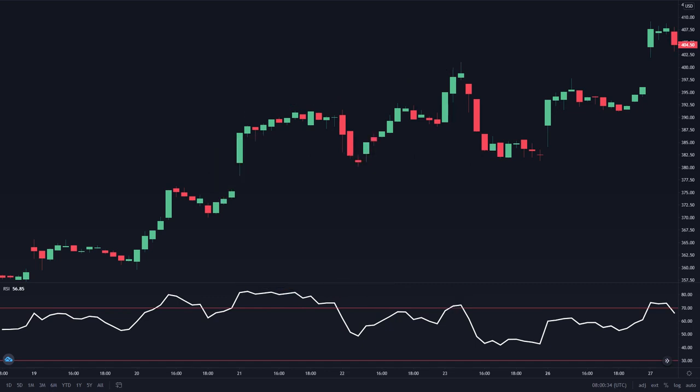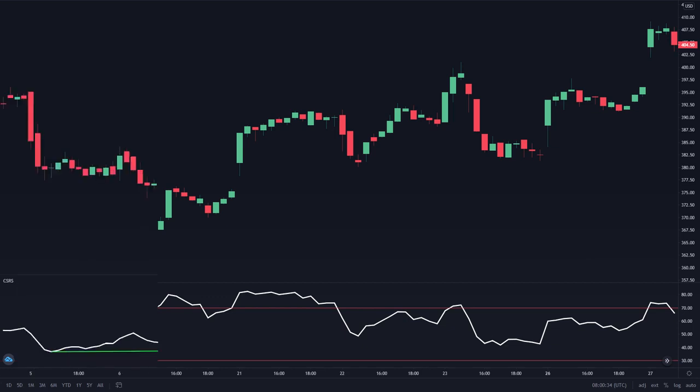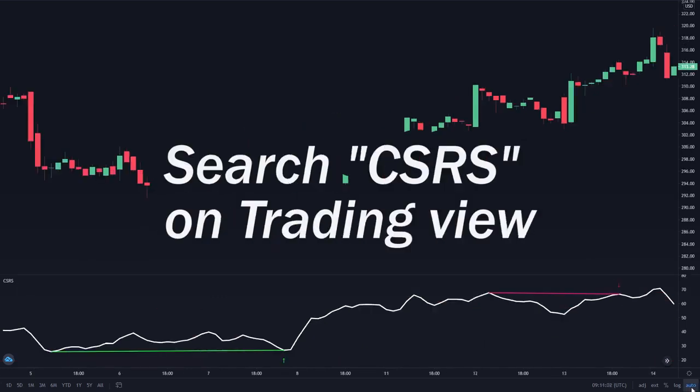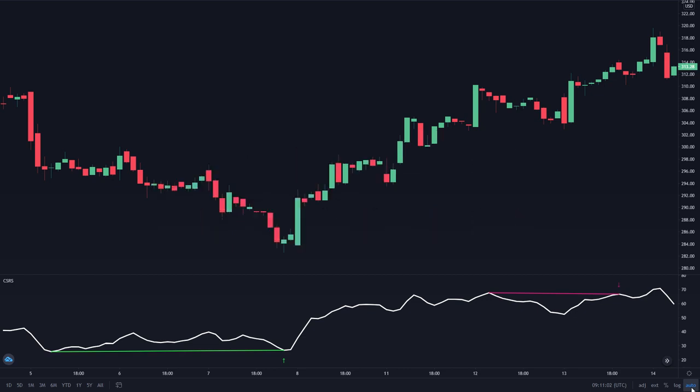And I understand that finding a divergence with a naked eye is very hard. That is why I use an indicator on TradingView called CRS. So this indicator will help you a lot because it can reveal when a divergence happens. This will make your job 10 times easier.